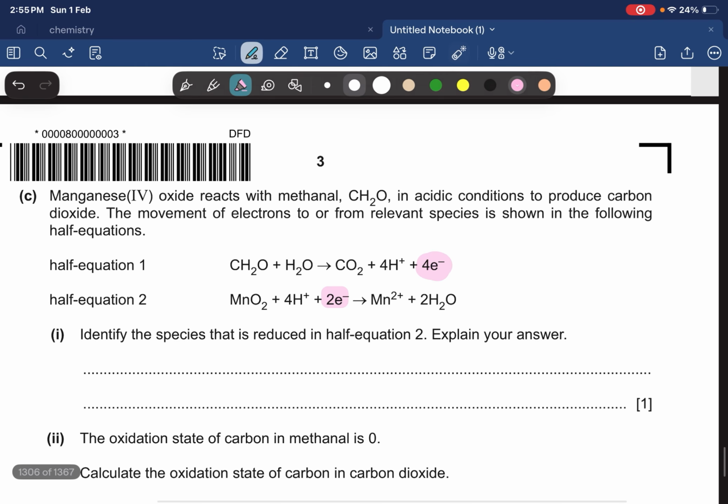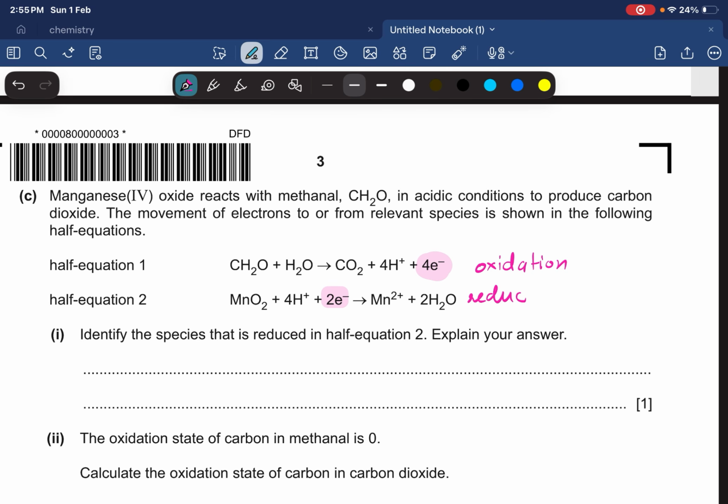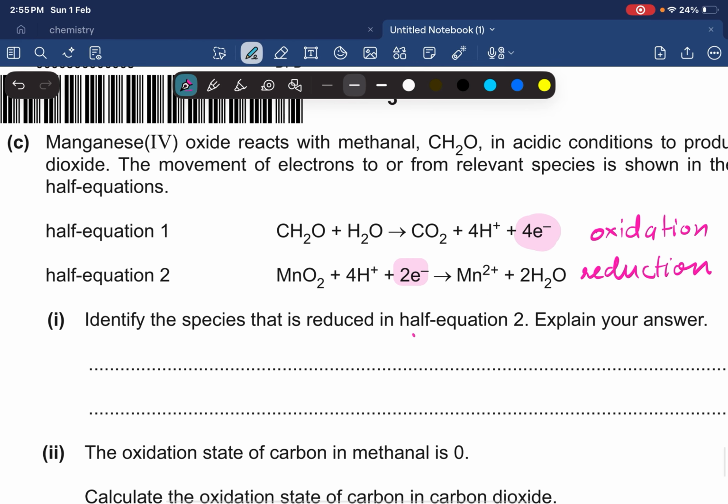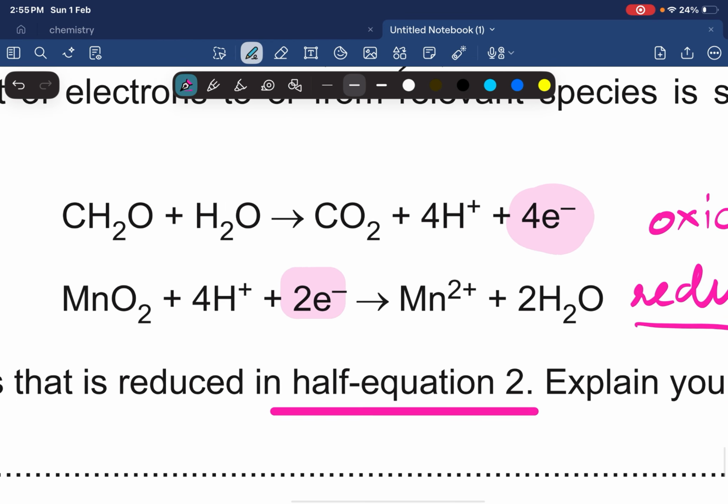So the first equation simply represents oxidation, and the second equation represents your reduction process that's happening. Okay, identify the species that is reduced in the half equation to explain your answer. I said that reduction is happening, but which species is being reduced?